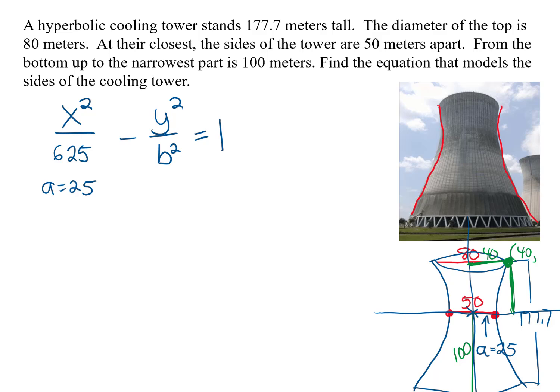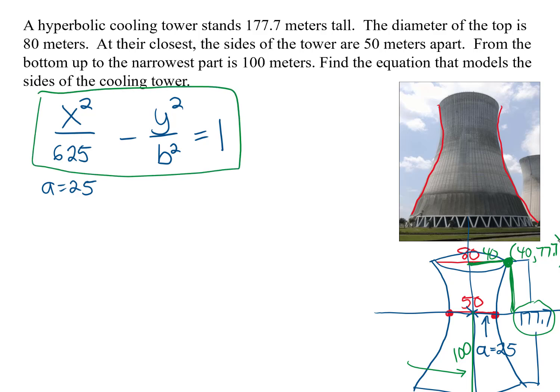Well, the height of the whole thing was 177.7, and the height of this bottom piece was 100. So if we do 177.7 and subtract that bottom piece, we would have that y value of that point. So that's going to be 77.7. And now that I have a point on the hyperbola, I can plug that in this equation for the hyperbola, and I'll be able to find b squared.